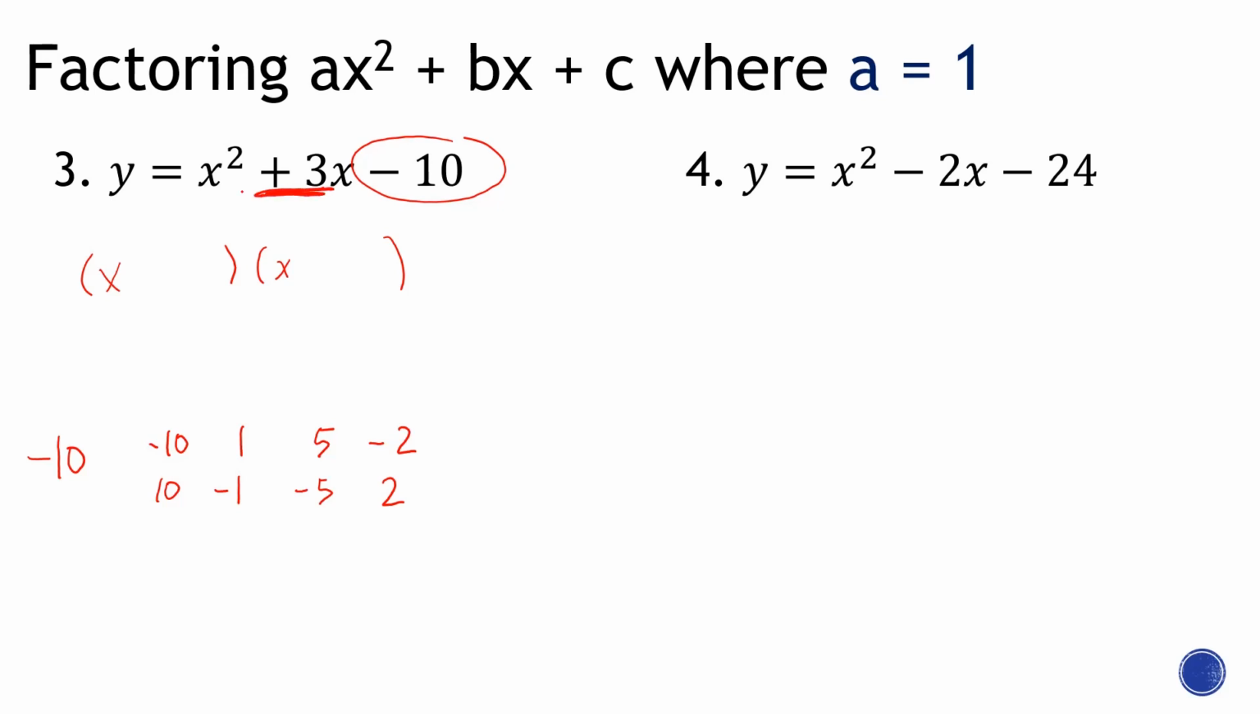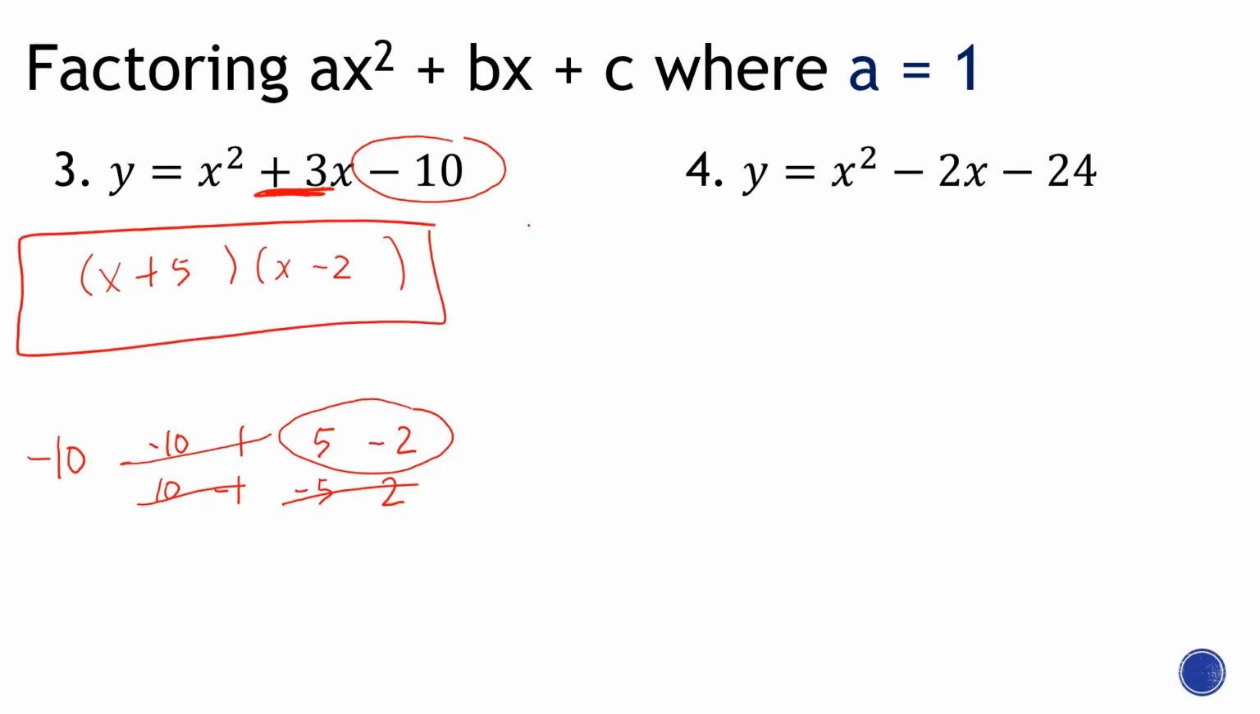Now, which among these 4 pairs will give us a sum of positive 3 if we add them? Let's try negative 10 and 1. That's negative 9. No. 10 and negative 1. That's positive 9. So no. Positive 5 and negative 2. If we add those two, will that be equal to 3? Yes. So that's what we want. Let's check the last one. Negative 5 plus 2. That's negative 3. We want positive 3. So no.